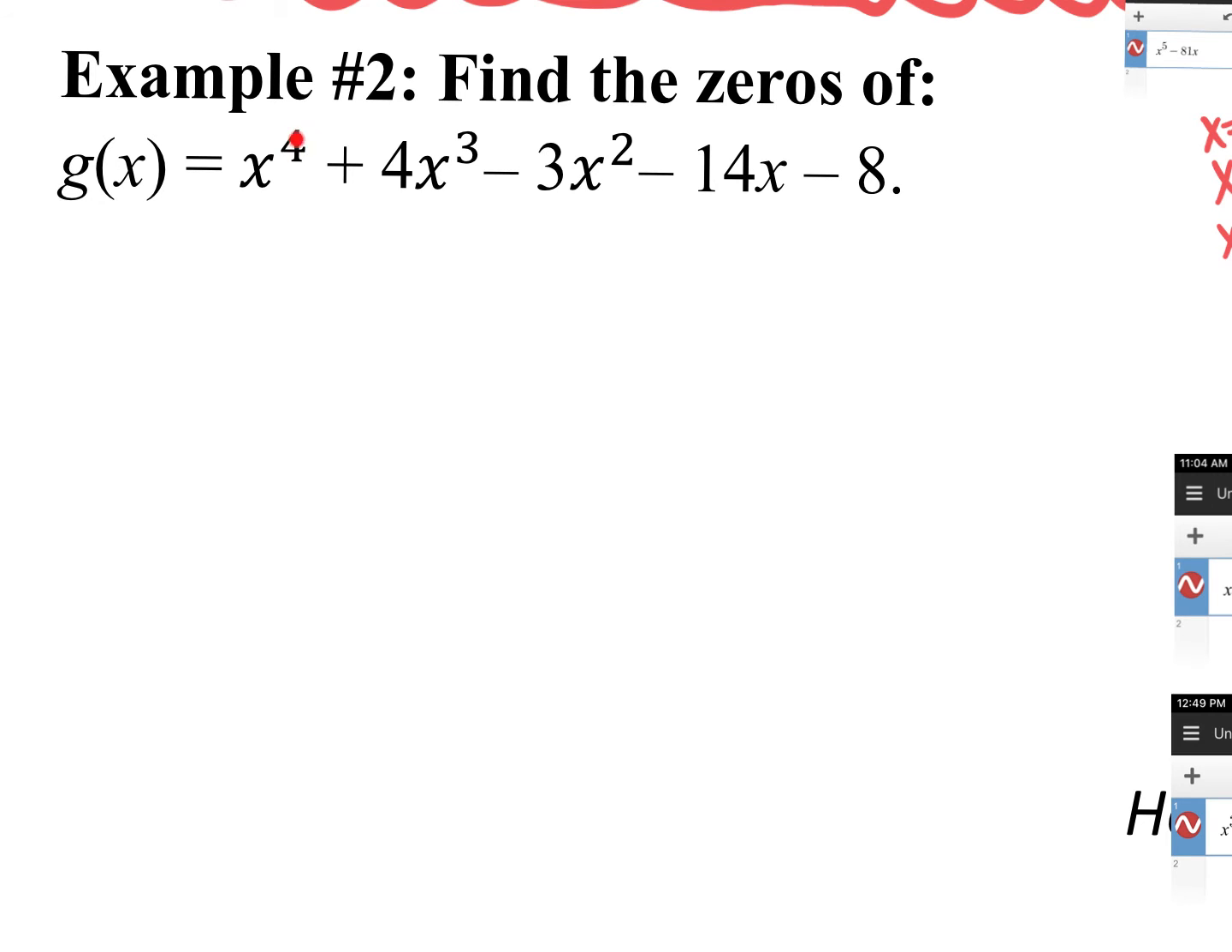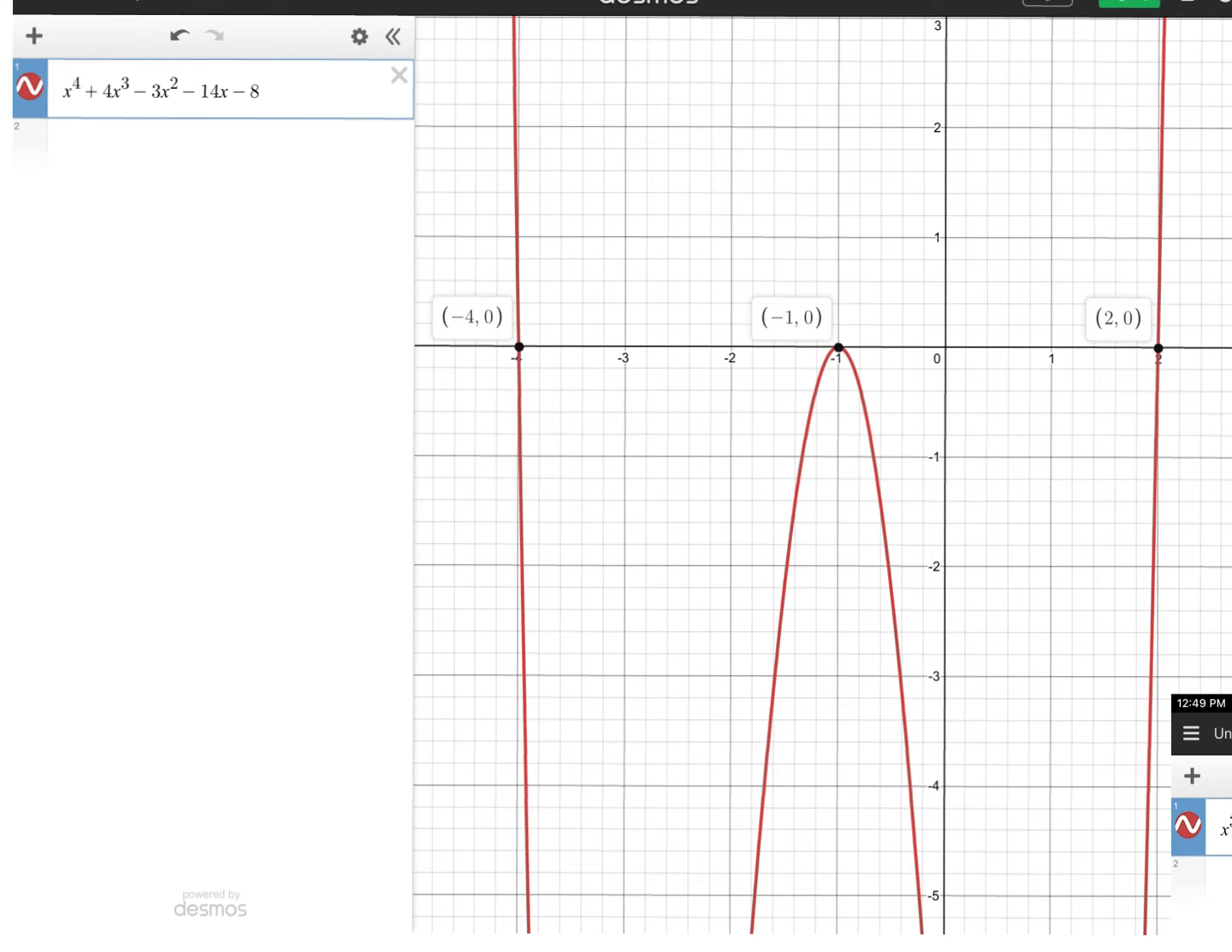How many answers are we looking for, by the way? 4. We're looking for 4, right? Okay, let's type it in. Let's see that graph. So if you type it in correctly, you should get this graph. And of course, you might not see all the points. You've got to zoom out or zoom in accordingly. And also click on the actual x-intercepts, and it'll give you precise answers. So we know that x equals -4. We know that x equals -1. And we also know x equals 2. Those are 3 real answers, right?